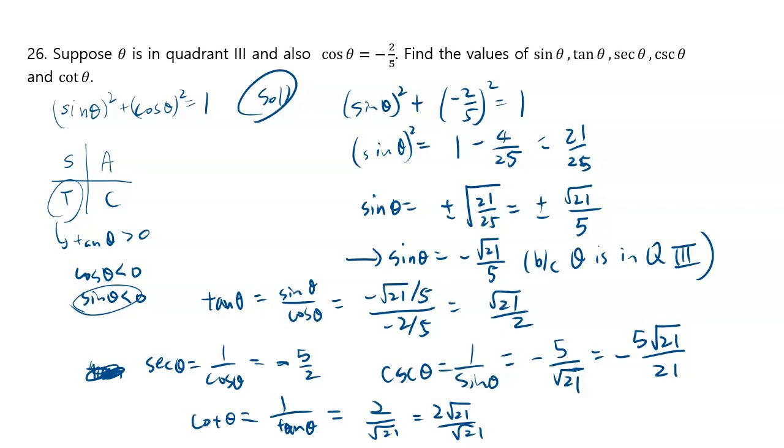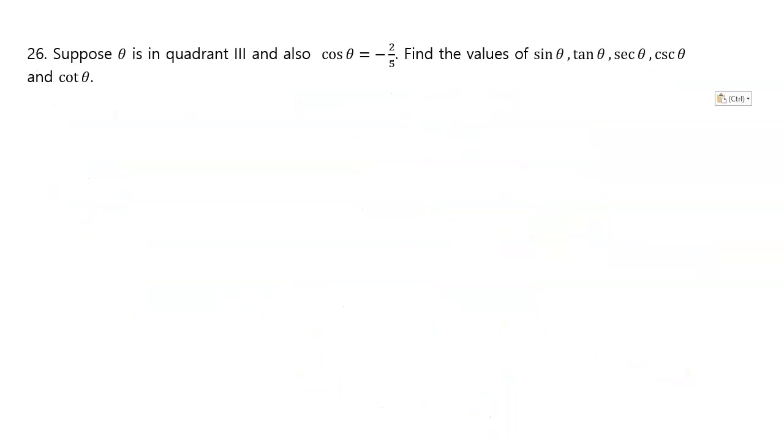Okay, so these are the answers. Let me just circle the answers. So circle this one, this one, this one, this one, and this one. Okay, so those are the 5 answers. Now the second method, I don't want to do everything. I just want to show you how to begin.